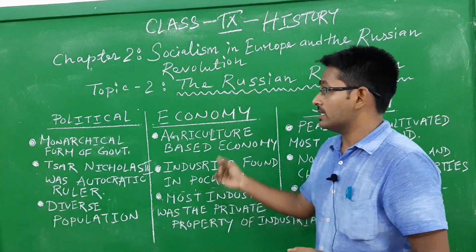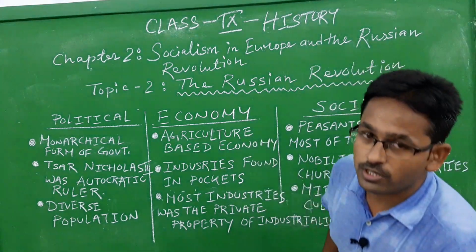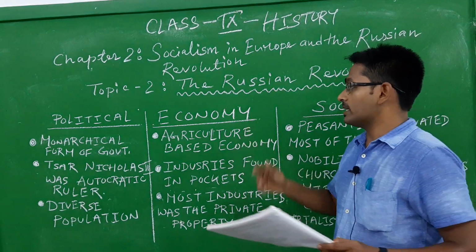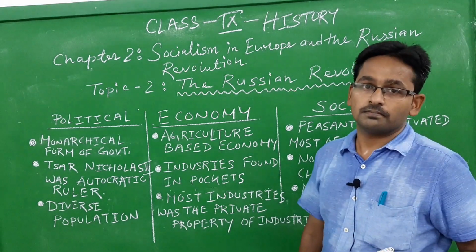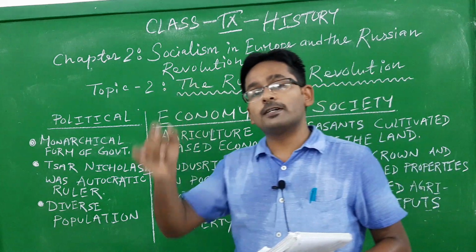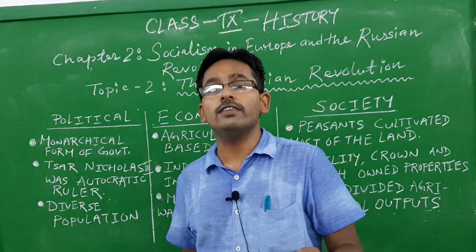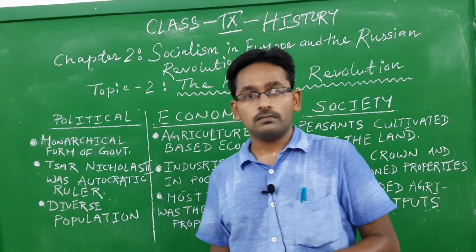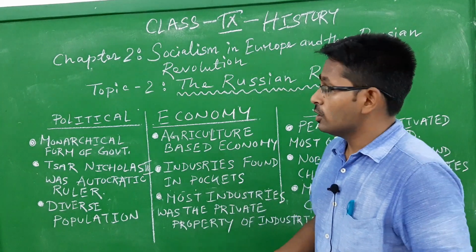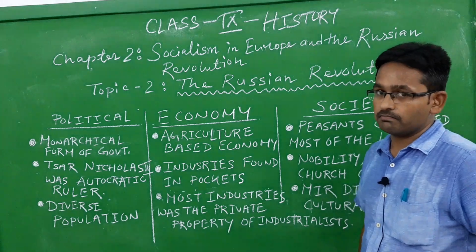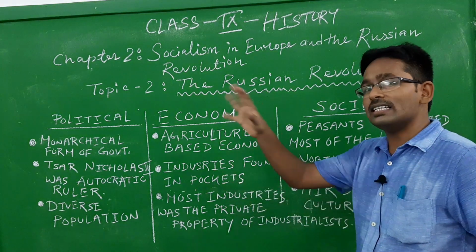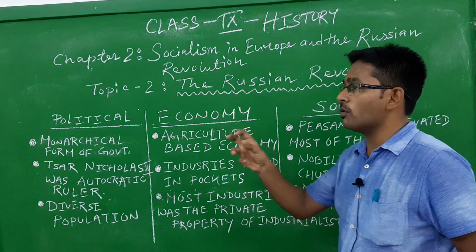Okay, next, the economic condition of Russia before 1905. You can see Russia was an agriculture based economy. 85% of the population earned their living from agriculture. So, what about the other 15%? They were in industry. But the problem is, the large industries were found in only a small region.